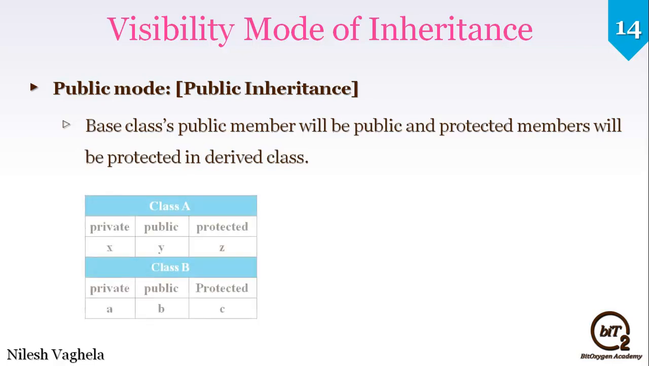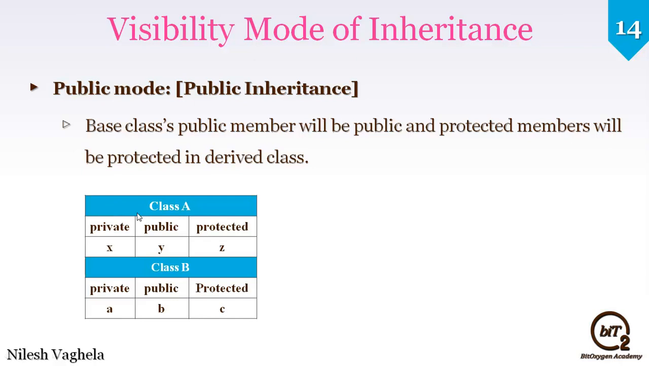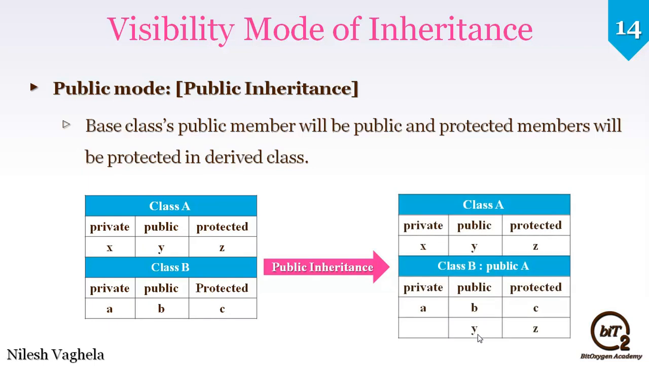Now we'll see one example where we have a class A and a class B. Class A is our base class. Class B is our derived class. X, Y, Z and A, B, C are private, public and protected respectively for class A and class B. Now I am applying public inheritance. So the public data will fall in public and the protected data will fall in protected. So now class B will inherit Y as public and Z as protected.